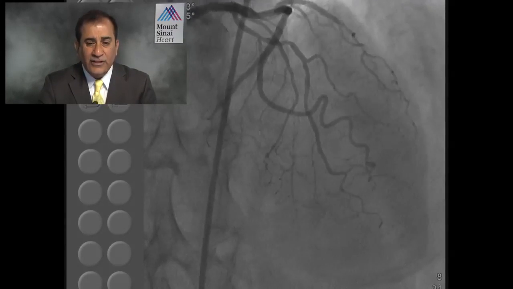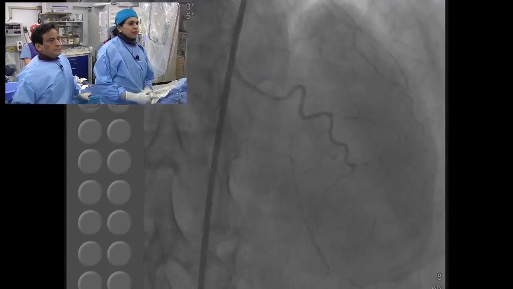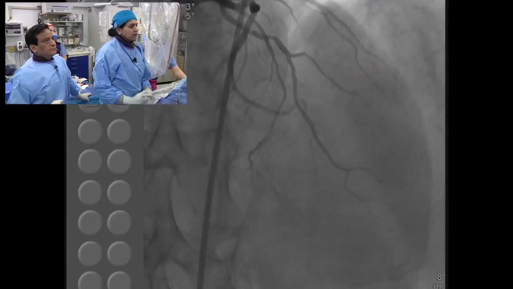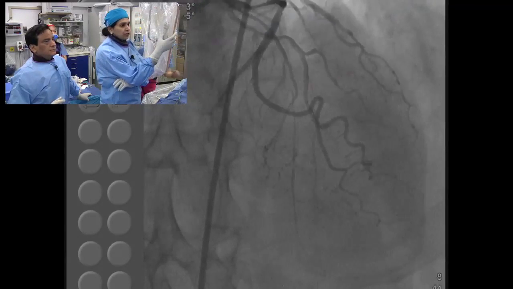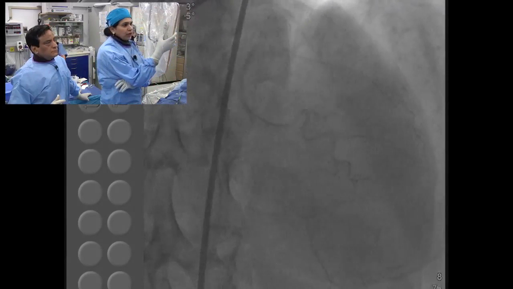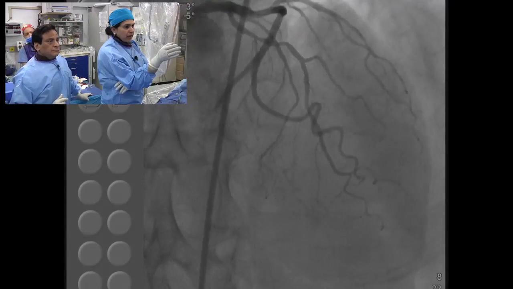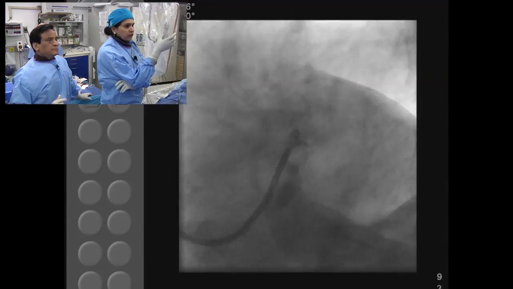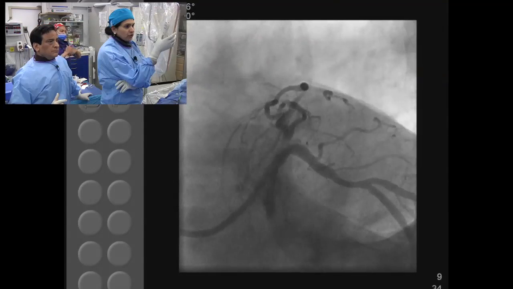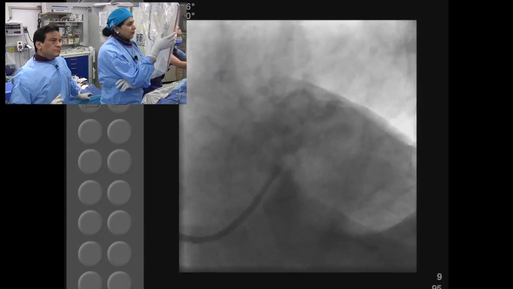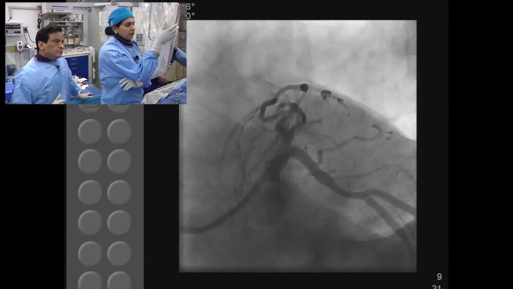Any other views, Anu, that have been taken to demonstrate it? I think the same. We have seen AP caudal. We could not see the entry site for the CTO. AP cranial, if you see, the LAD originates and then looks like it becomes a major diagonal, and the LAD is somewhere hidden. I think the caudal view is the only place where you can see the so-called, if you see here.